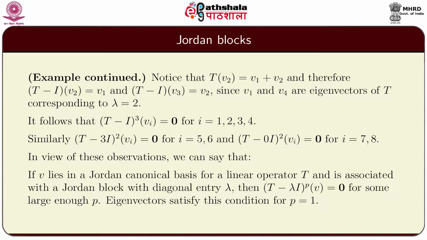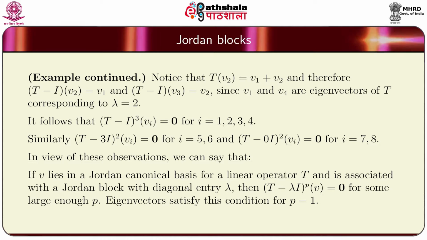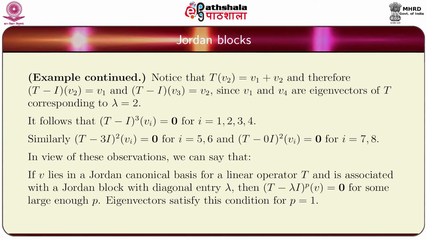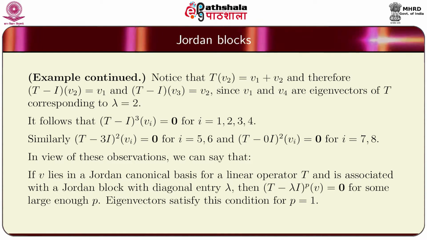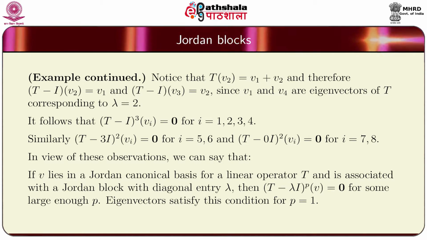We also note that T of V2 is equal to V1 plus V2, and therefore shifting V2 to the left hand side gives (T minus I) of V2 is V1, and we have (T minus I) of V3 is V2, since V1 and V4 are eigenvectors of T corresponding to lambda equal to 1.